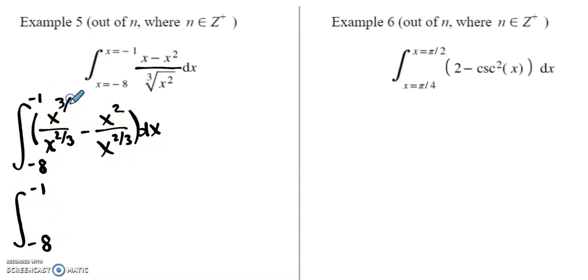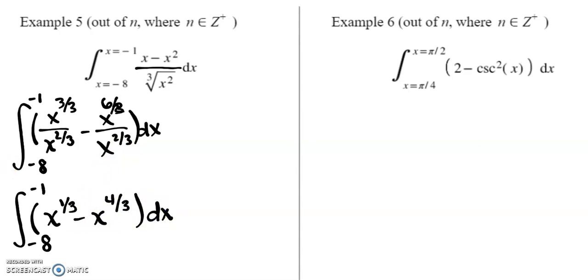This would have been 3/3. So 3/3 minus 2/3 is 1/3. This would have been 6/3, because that's 2. 6/3 minus 2/3 is x to the 4/3. See if that helps you get started.